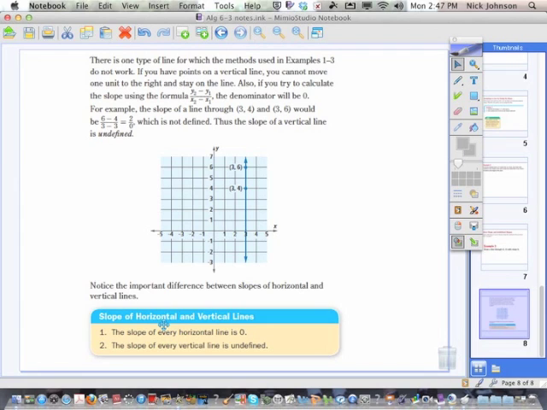Two key factors down here at the bottom of the page, slope and horizontal and vertical lines. The two things you need to remember, the slope of every horizontal line is 0. That's lying down left to right. The second thing, the slope of every vertical line is undefined. Lines that go up and down have undefined slope.